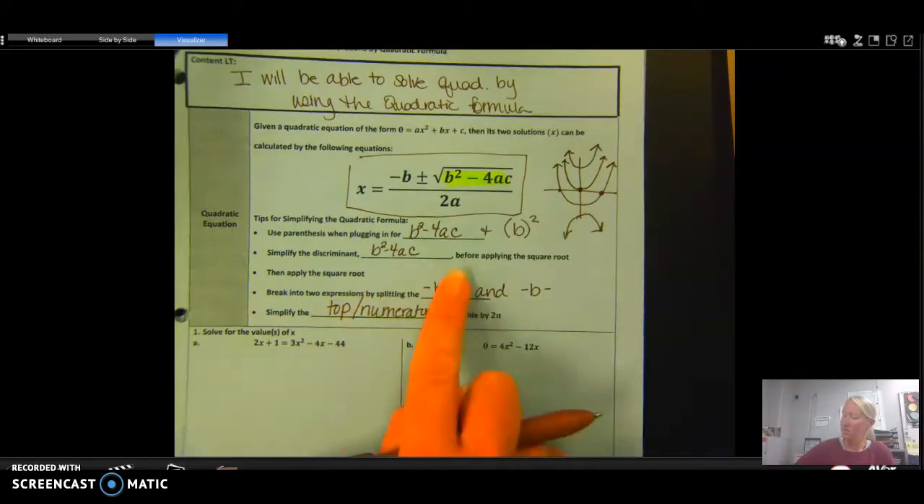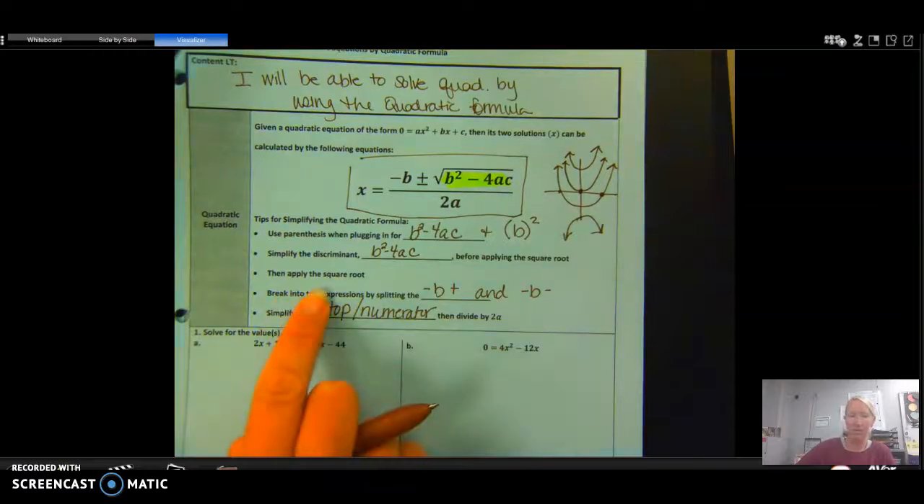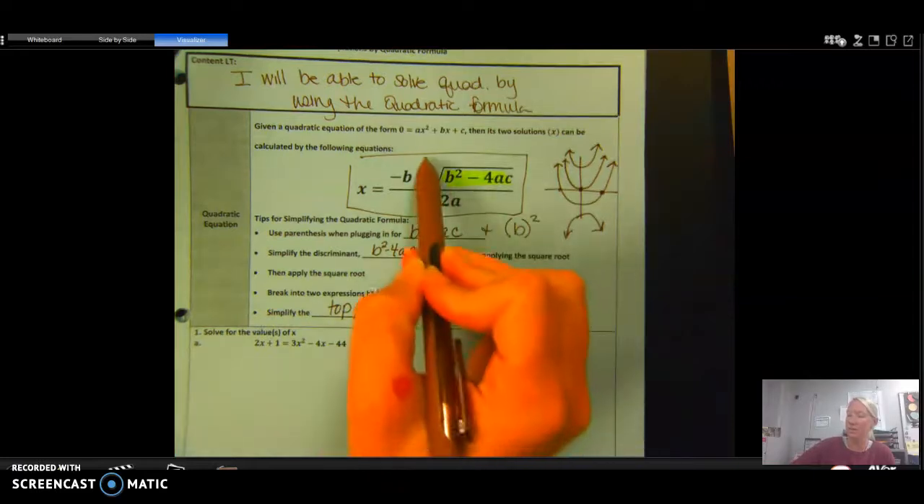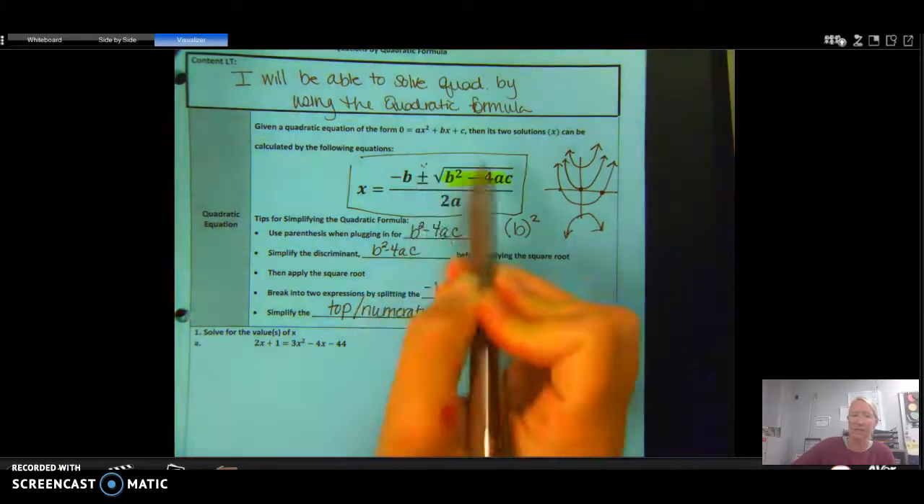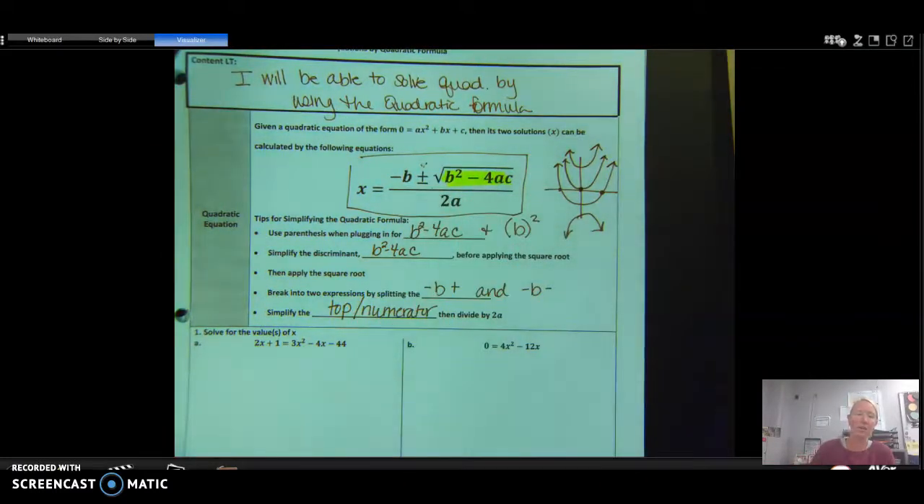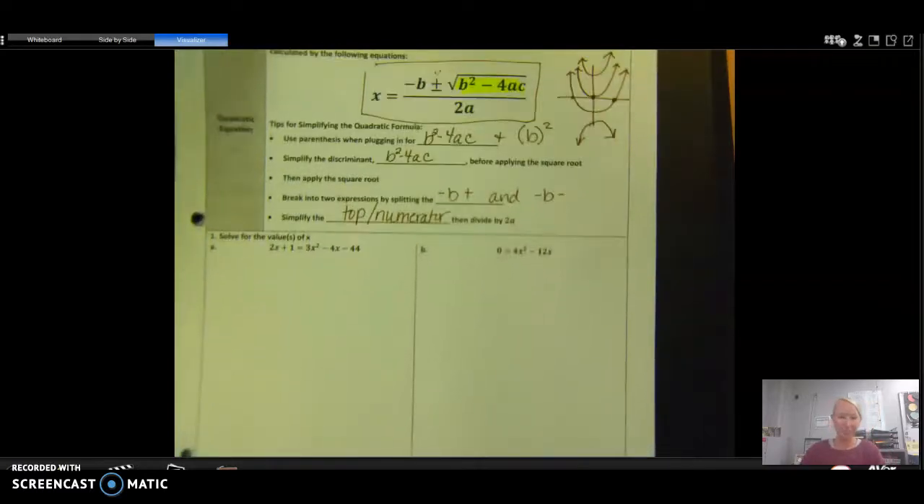So we're going to simplify that before we apply the square root, then we apply the square root, and then we break into 2 expressions by splitting the negative b plus and the negative b minus. So this guy right here, where we have to add that and then subtract that. Then we simplify the numerator, and then we divide by the 2a. So we're going to do this together.